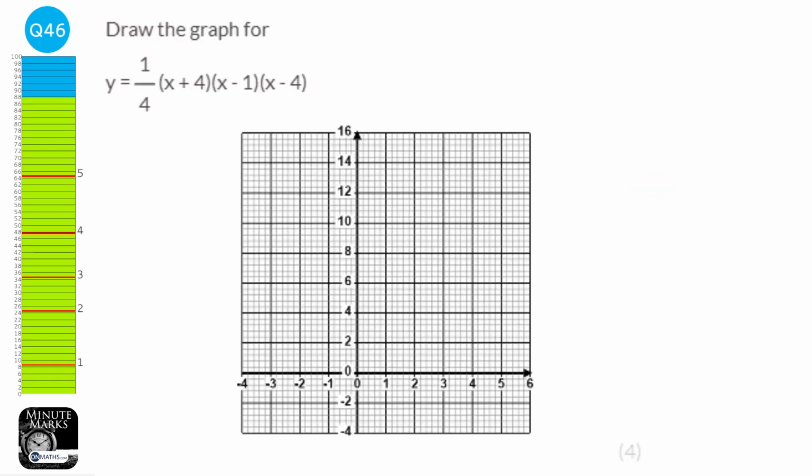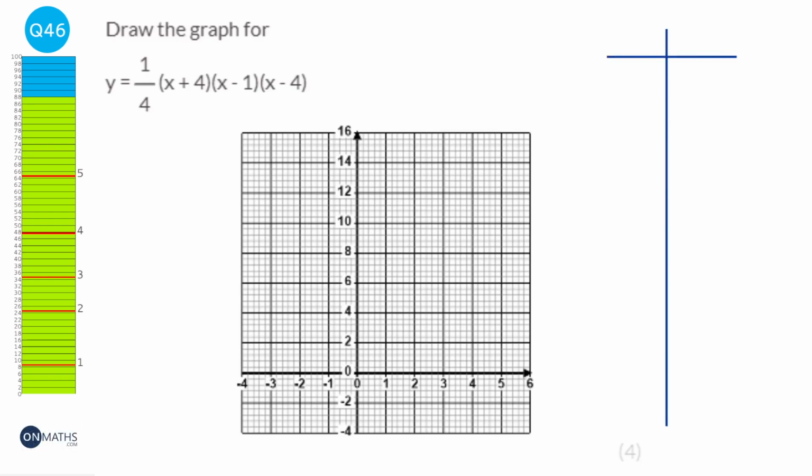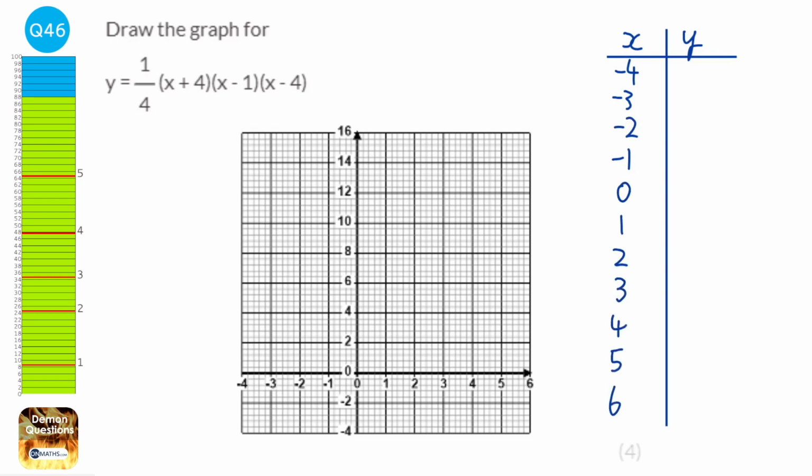When drawing a quadratic or a cubic or reciprocal graph, you've got to make sure that you find as many coordinates as you can with curves. With a linear graph, the minimum you need is 2, and we normally take 3 coordinates. With a curve, we need loads. So I'm going to pick loads of x coordinates. So I'm just going to pick all of the integers. Lots and lots. And I'm going to find out what the y coordinate is.